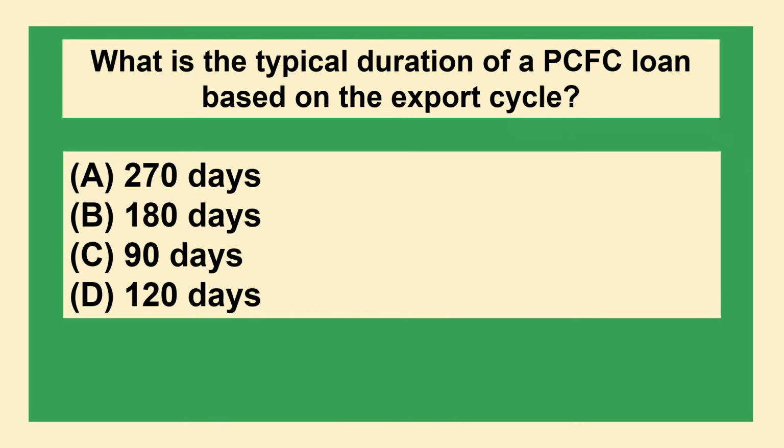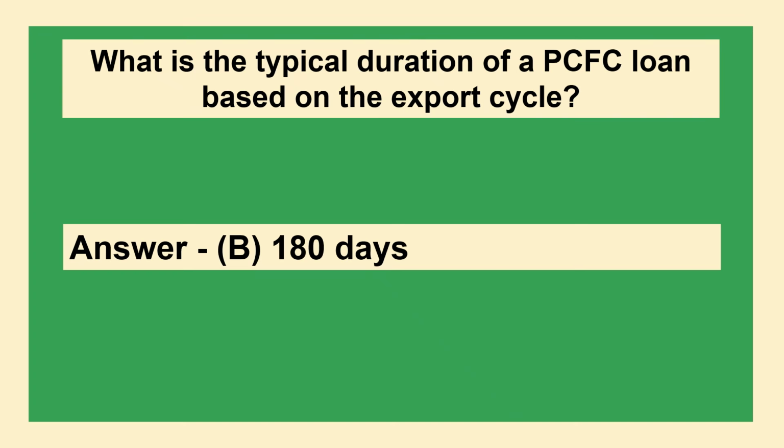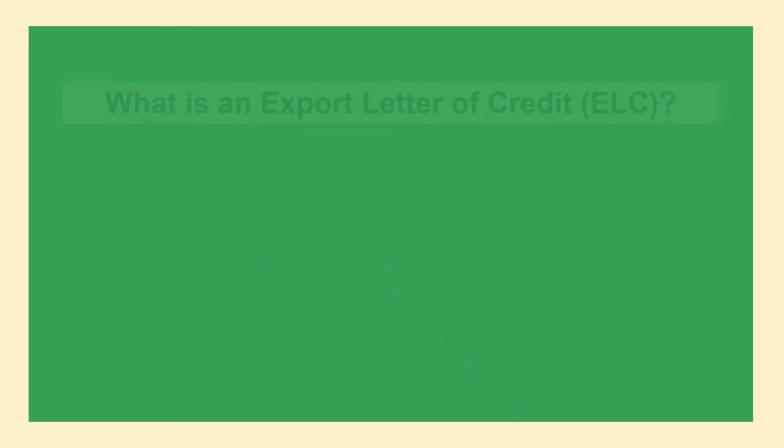What is the typical duration of a PCFC loan based on the export cycle? Option A 270 days, Option B 180 days, Option C 90 days, Option D 120 days. The answer is Option B, 180 days.